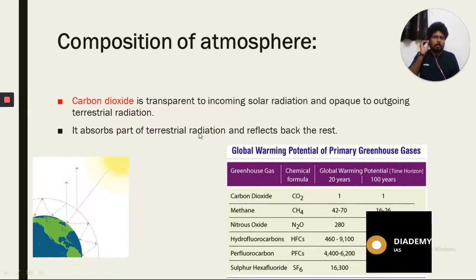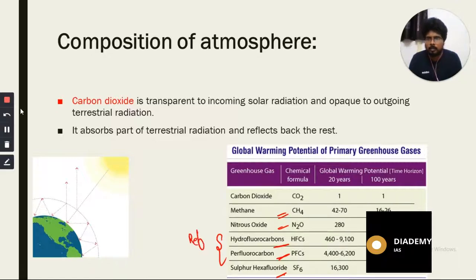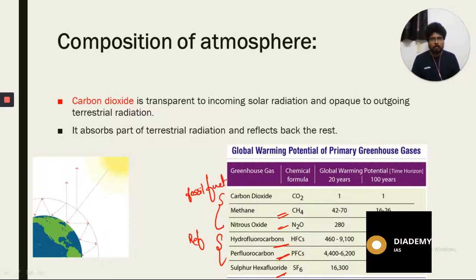So there are some other greenhouse gases along with carbon dioxide: methane, nitrous oxide, hydrofluorocarbons, perfluorocarbons, and sulfur hexafluoride. These hydrofluorocarbons, perfluorocarbons, and sulfur hexafluoride are used in the refrigerator. The carbon dioxide, methane, and nitrous oxide are directly released from the burning of fossil fuels. Okay.